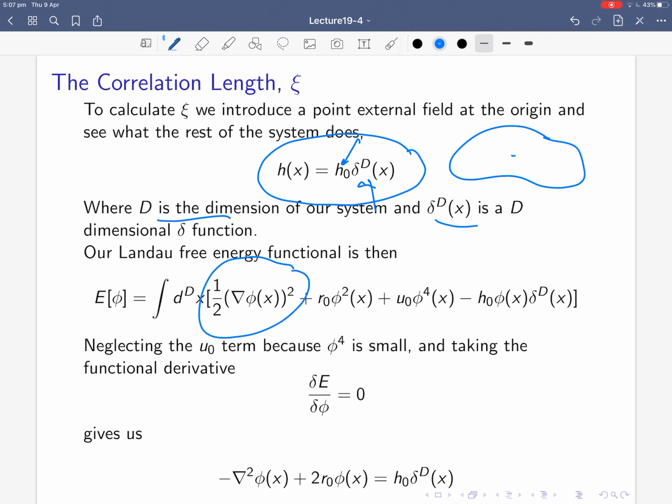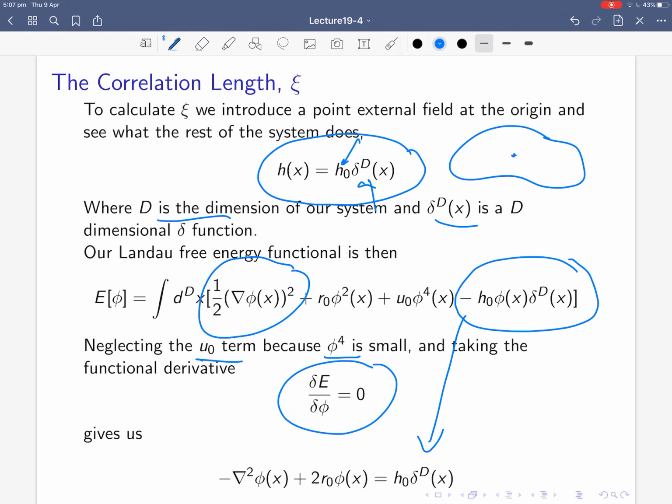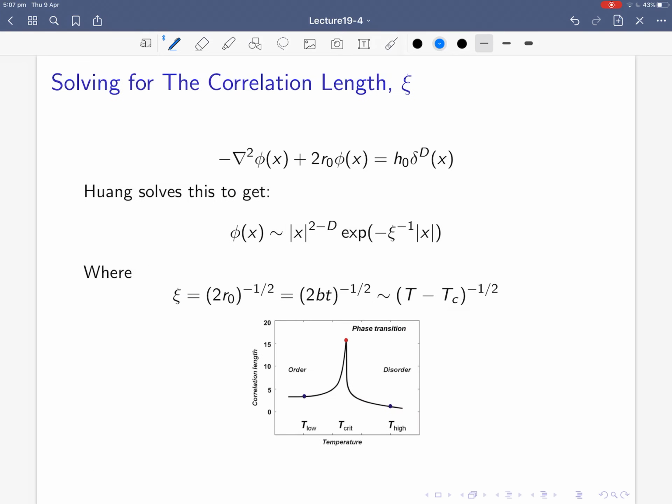Now our Landau free energy functional is the same as it was before, except we're now allowing for spatial variations, and in fact a field. Actually, there's no field everywhere; we've just got a field which is only valid at one point. At one singular point we put the field, so we've got a spatially varying field here. The rest of the system has no field applied at all, but only at this point do you have a field. Neglecting the mu0 term, because phi to the fourth is going to be small, and taking the functional derivative, which we know how to do, we get this differential equation. You can test it out for yourself. That's a differential equation we have to solve.